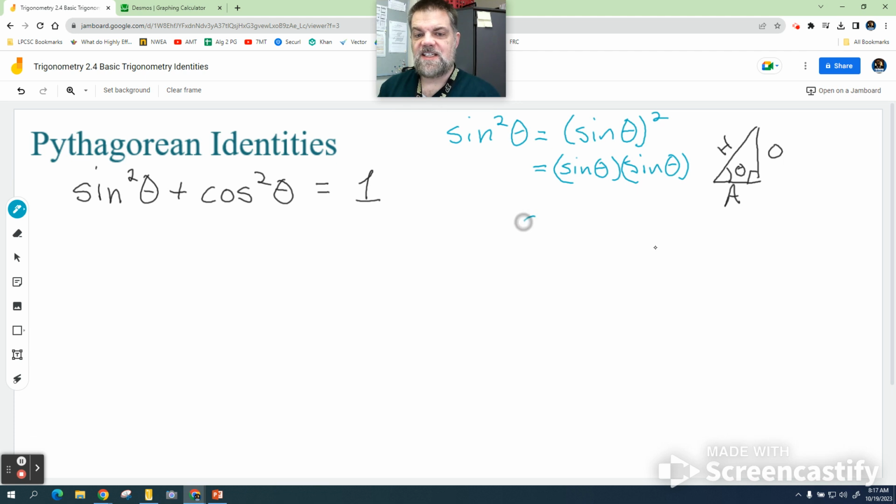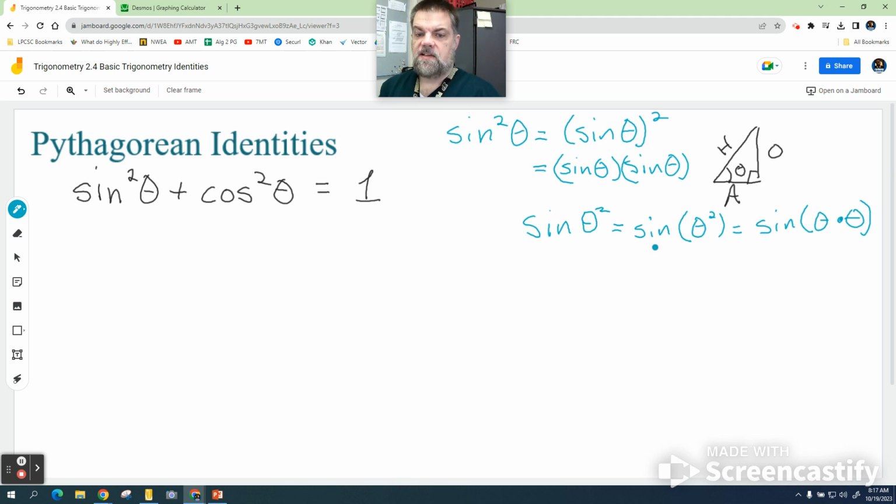This is not the same as sine of theta squared, because that means sine of theta squared, or sine of whatever the measure of theta is times theta. You got to get that notation right. So this is the thing.